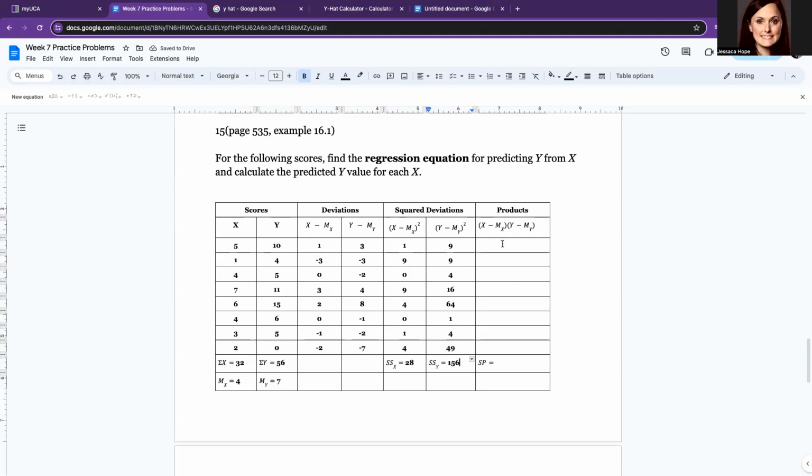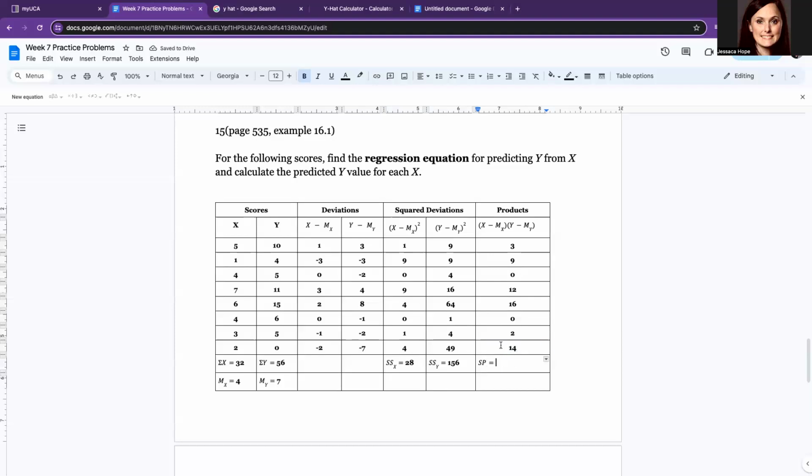Now you can do your products. So 1 times 3 is 3. Negative 3 times negative 3 is 9. 0 times negative 2 is 0. 3 times 4 is 12. 2 times 8 is 16. 0 times -1 is 0. -1 times -2 is 2. -2 times -7 is 14.